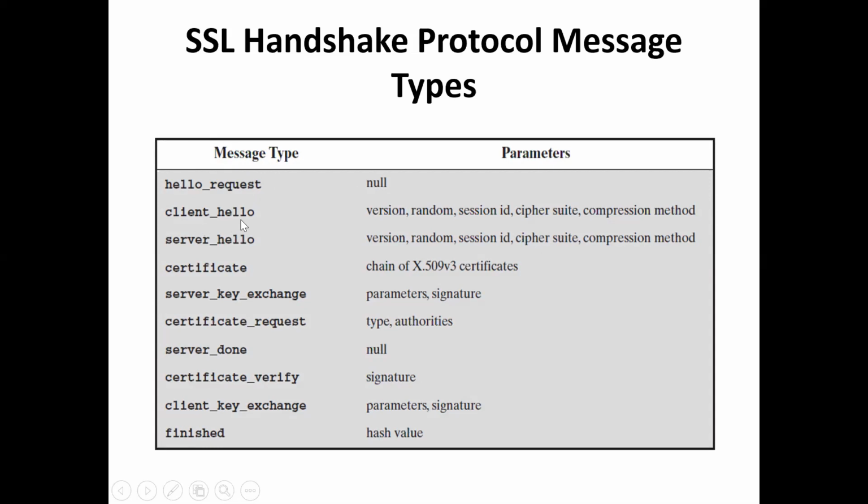Second one is client hello. Client hello means, if client wants to communicate with the server, client is going to send the hello message to the server. What are the initial parameters in that client hello message? One is version, that is the SSL version. For example, SSL v3 version is 3. Random, that is a random number, a nonce value. Already we discussed the nonce value, with respect to public key encryption.